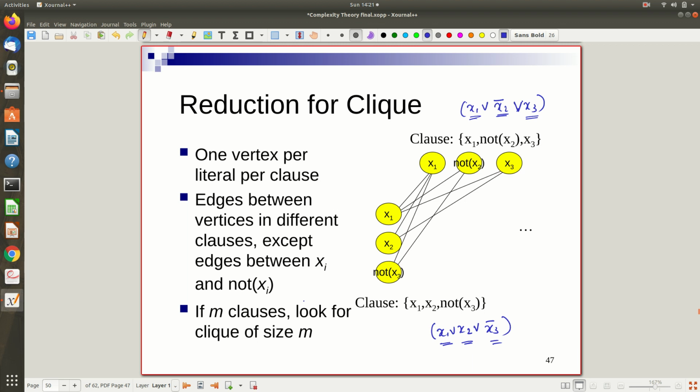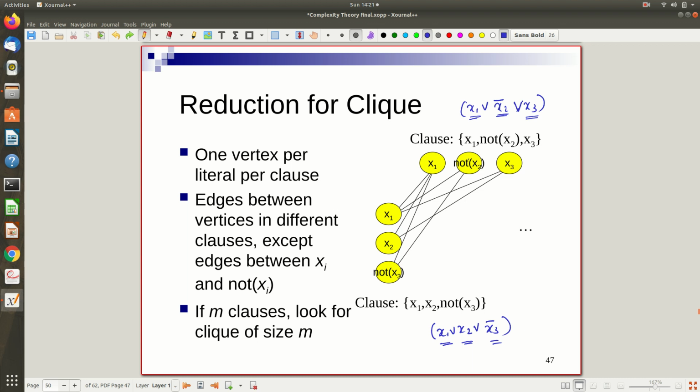Now, what about the edges? Edges are drawn between clauses, and that is very important. Within a clause we have literals like x1, x2 bar, x3, and there is no edge between vertices of the same clause. Instead we have an edge between literals of two different clauses. One more rule: there should not be an edge between a variable and its negation, say x1 and x1 complement, or x2 and x2 complement.